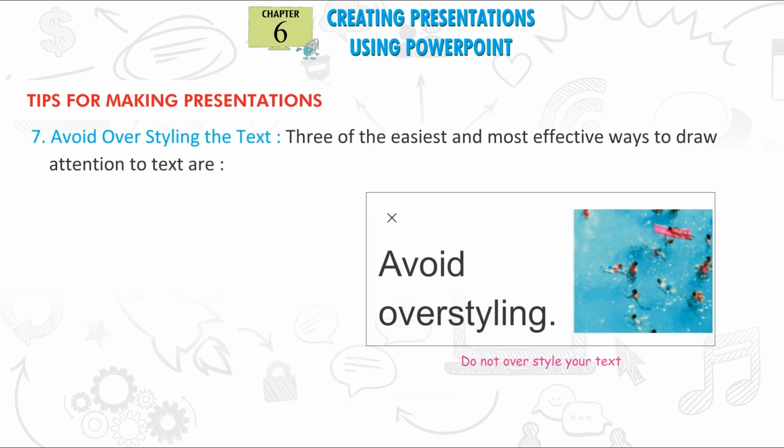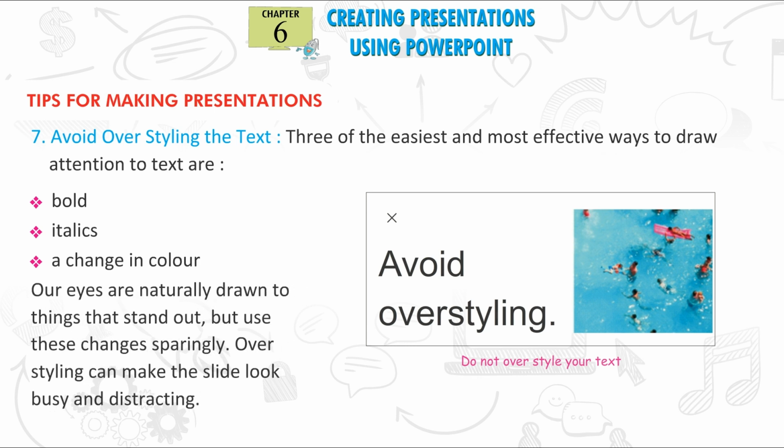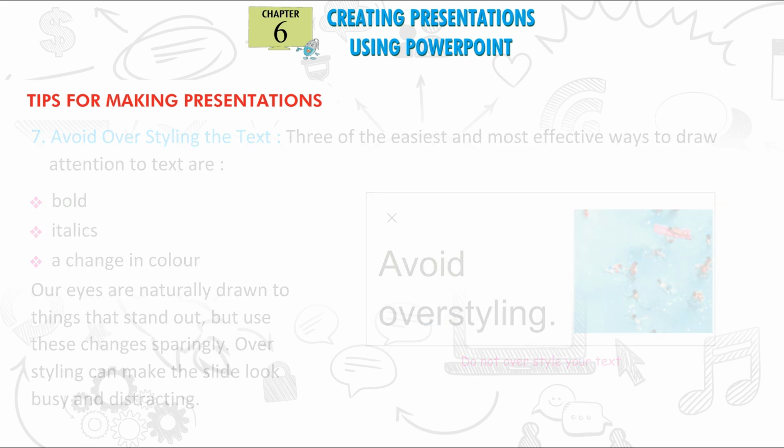Avoid overstyling the text. 3 of the easiest and most effective ways to draw attention to text are bold, italics, and a change in color. Our eyes are naturally drawn to things that stand out, but use these changes sparingly. Overstyling can make the slide look busy and distracting.